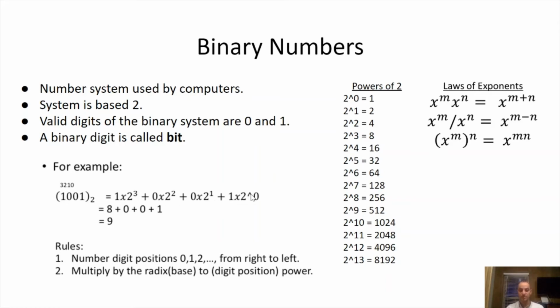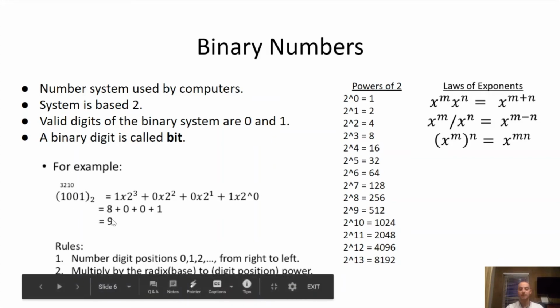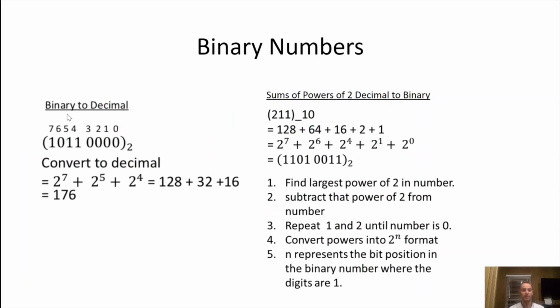So here it's basic math. All of them are multiplied by 1, so that's basically out. 2 to the 3 is 8. 2 to the 2 is 4, but times 0, so that's 0. This is 2, but times 0 again, so that's 0. And then 1 times 1. So it's basically 8 plus 1, which is 9. So 1001 in binary is the number 9. Here we have a binary number, and we are converting it to a decimal number.